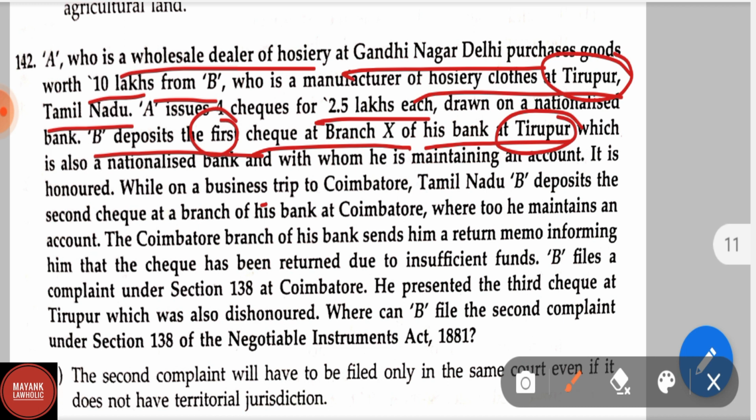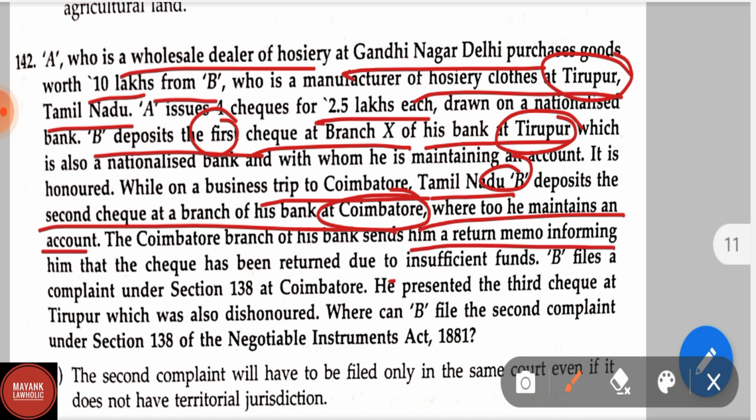It is honored. While on a business trip to Coimbatore, Tamil Nadu, B deposits the second cheque at the branch of his bank at Coimbatore, where too he maintains an account. The Coimbatore branch of his bank sends him a written memo informing that the cheque has been returned due to insufficient funds.